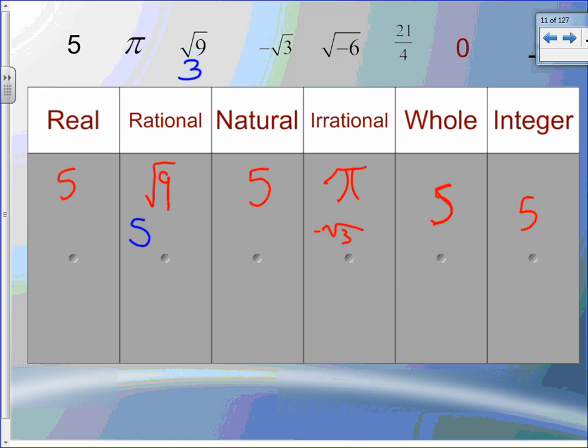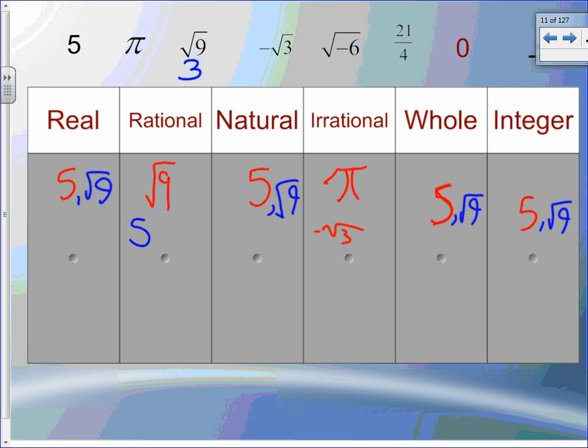So is the square root of 9 real? It's rational. Is it natural? Yep. Is it irrational? Did you guys hear how Charlize is answering? Can you guys answer as well? That would be awesome. How about whole? Yes. Thank you. Is it an integer? Yes. Great. Let's look at the negative square root of 3.